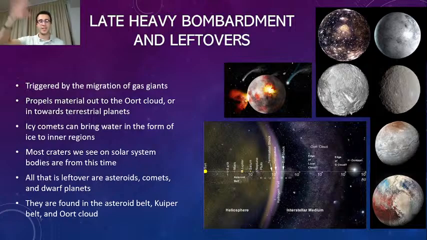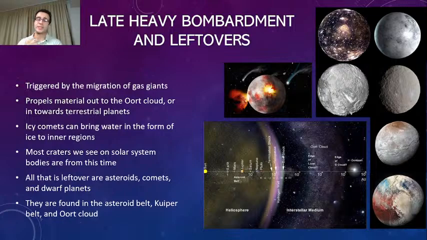Some of the material just gets kicked out into the Oort cloud. Now, the Oort cloud, you'll notice over here in this picture, it is kind of the last edge of the solar system between what we consider to be the interstellar medium, which is the space between stars, and our solar system. Then these icy comets can also either go out or they can go in towards Earth, for example. And so that is how Earth got water, because the water could not have just formed ice. It was too hot near the sun at that time. But those comets are what brought the water to Earth.